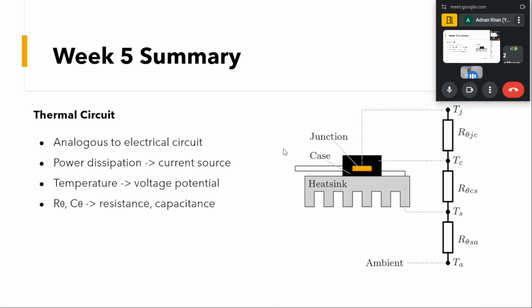So as told earlier, this thermal circuit is analogous to the electrical circuit, where power dissipation is equal to the current source, and the temperatures at different points are analogous to the voltage potentials in the electrical circuit. And R theta and C theta are nothing but analogous to the resistance and the capacitances in the electrical circuitry.